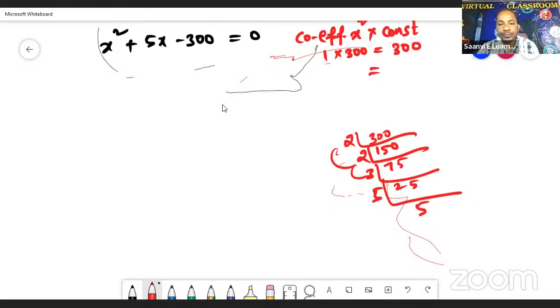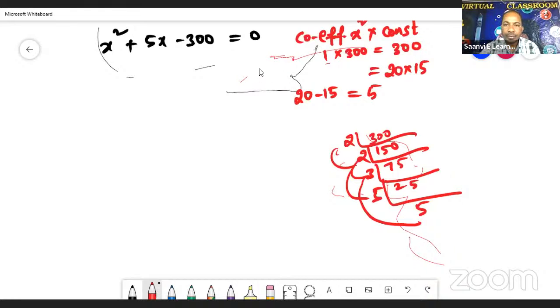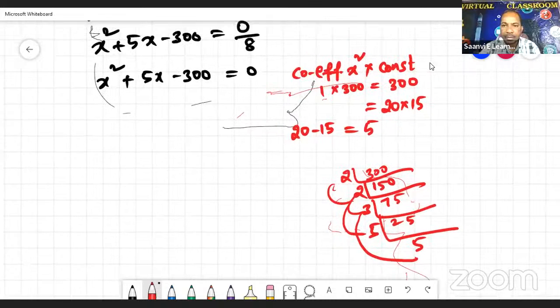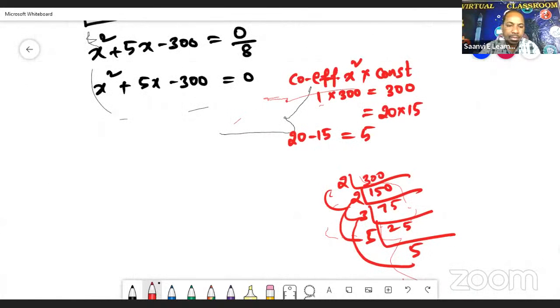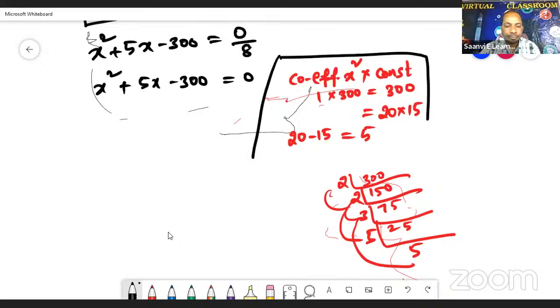So yes, here see, 2 2s are 4, 4 into 5 is 20. Next, 3 into 5 is 15. So 20 into 15, isn't it? When we subtract 20 minus 15, here we get 5 now. It means to get the middle number 5, the suitable factors are 20 into 15.